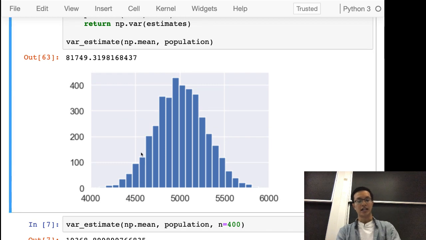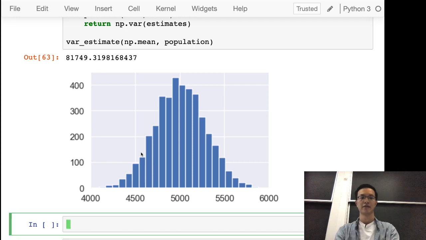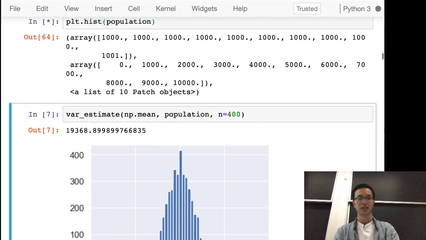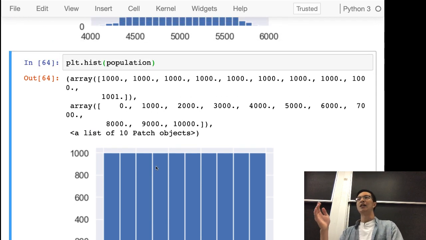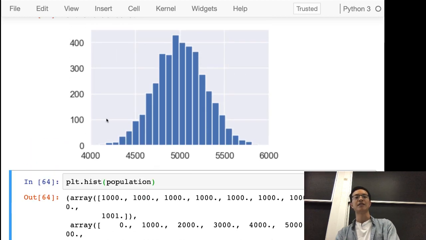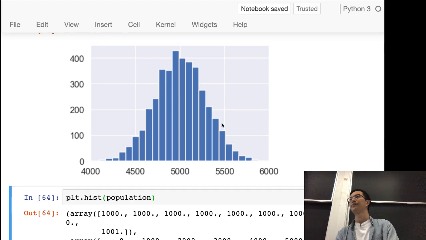Okay. Now this distribution is different from my population distribution, right? So my population distribution is just the numbers from 1 to 10,000. The values in my population are just like a flat histogram because we have one number each from 0 to 10,000. But if I take samples and I look at the means of the samples, they look normally distributed. And this is a consequence of the central limit theorem.